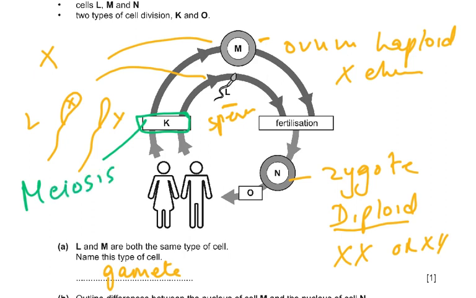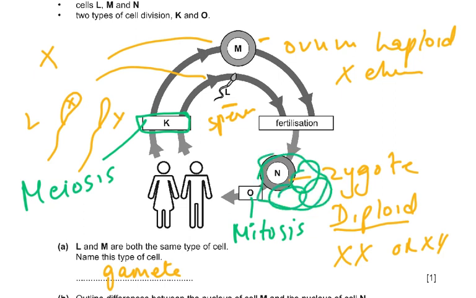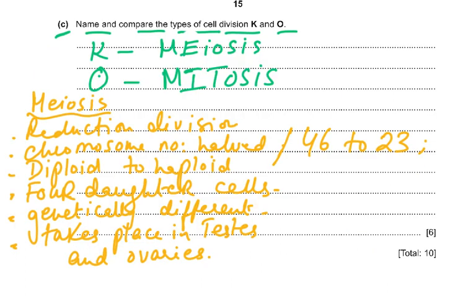And then fertilization, and then O. O would be then, of course, mitosis, because as soon as the zygote forms, then the zygote starts to divide by mitosis. And then, of course, it forms a ball of cells. And then this ball of cells is going to develop into a human being. So K meiosis, O mitosis.